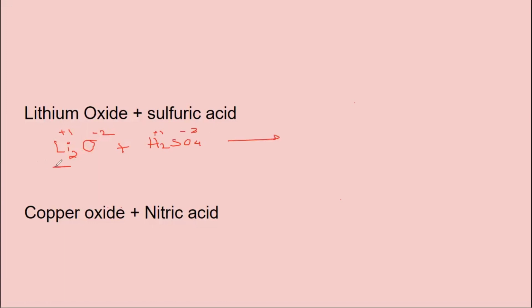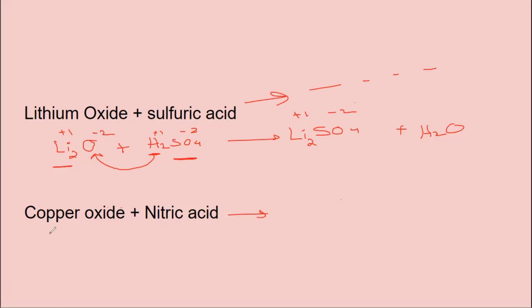Now what will happen? This side positive will go with this side negative. Lithium will go with sulfate, so Li and SO4. Write the valencies +1 and -2 and then crisscross: Li2SO4 plus. This side H positive will go with this side O negative 2, so that will be H2O. This equation is balanced. Now after the arrow, you can write lithium sulfate plus water.